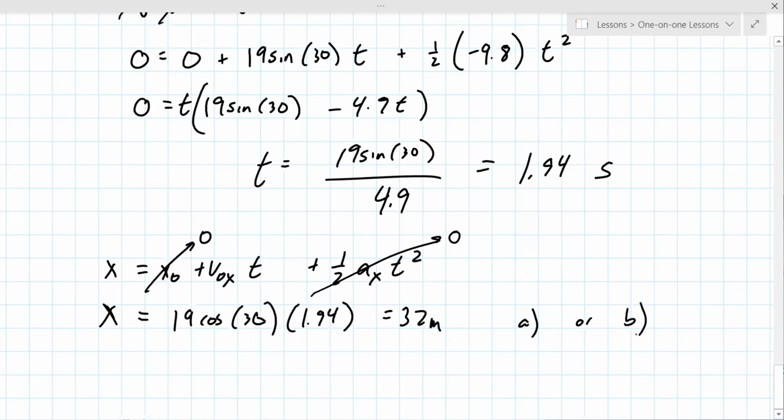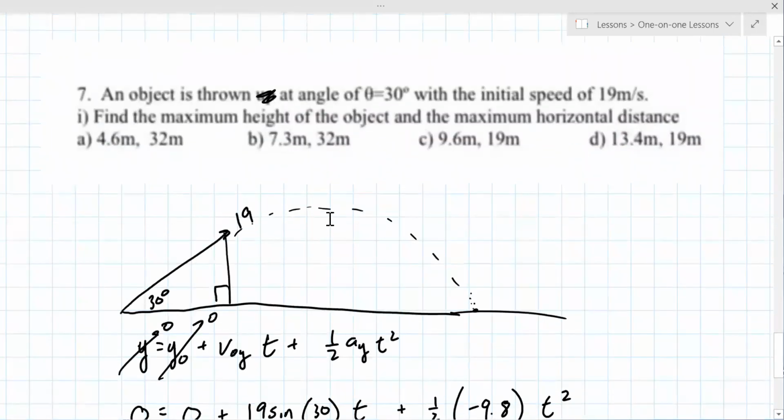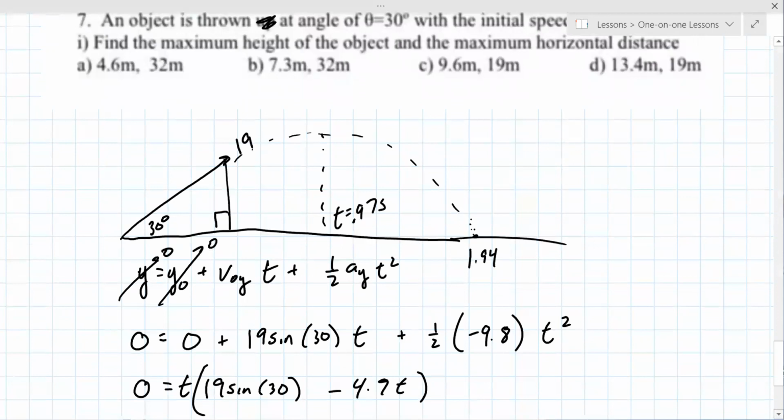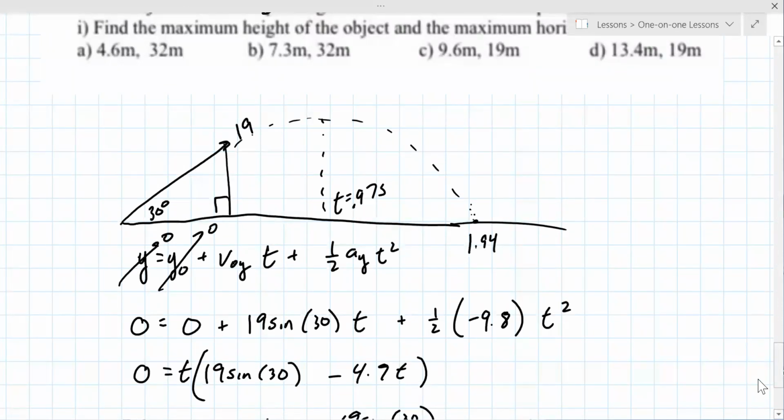A and B are now tied, and now we gotta. So where does the maximum height occur when we go back to our picture? Maximum height occurs at 1.94 divided by 2, right down the middle, which would be 0.97 seconds. Do we have an equation for the y height, how far it went in height? We do. It's this one right here.